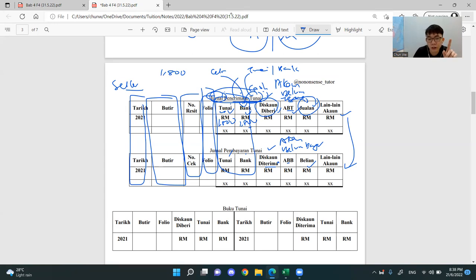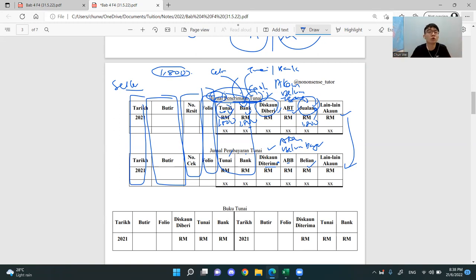Alright, so here, come back to here. Let's say you menerima 1,800 ringgit. Then we have to record where this 1,800 ringgit is coming from. So let's say I menerima 1,800 ringgit because saya jual barang. And when you jual barang, you record here lah, 1,800 ringgit for jualan, and at the same time, the 1,800 ringgit will go into the tunai.